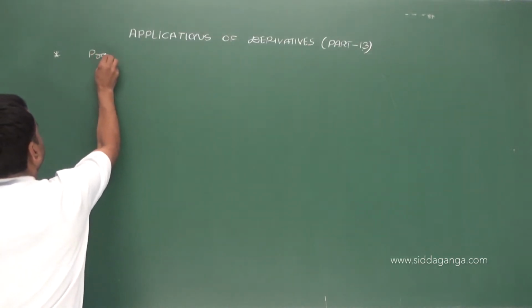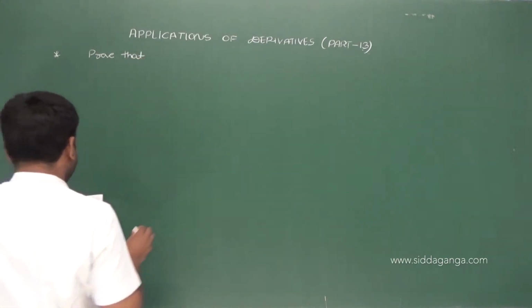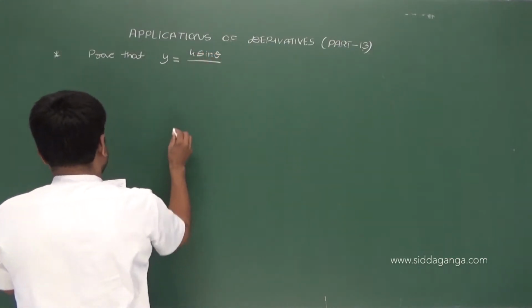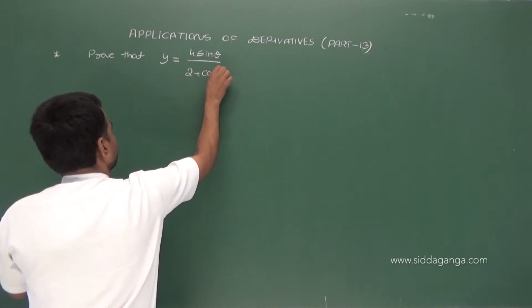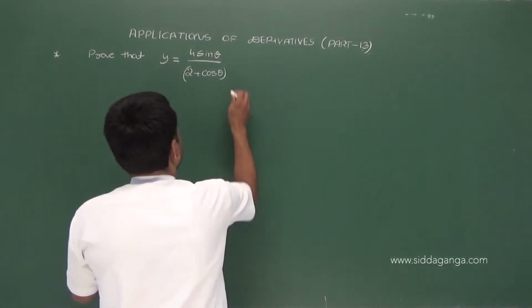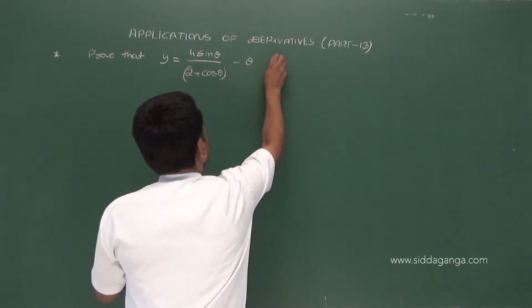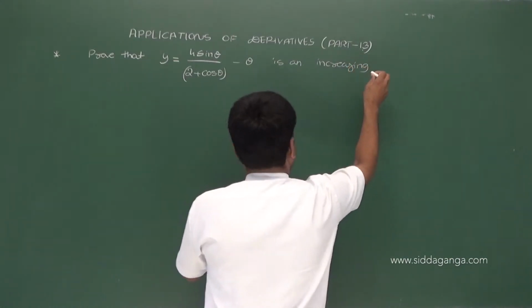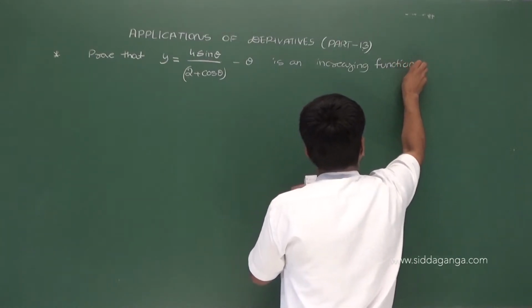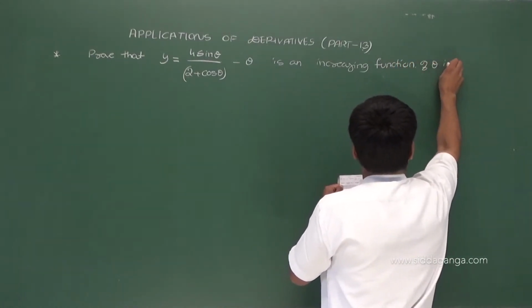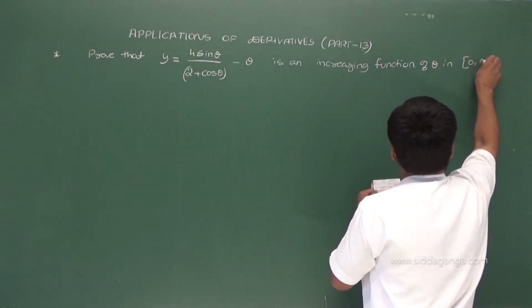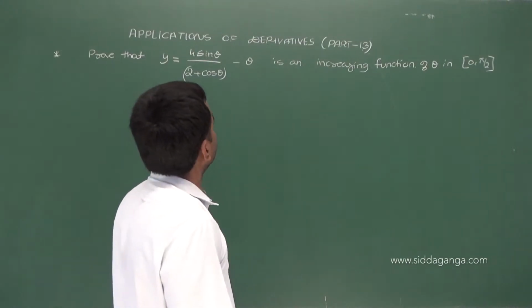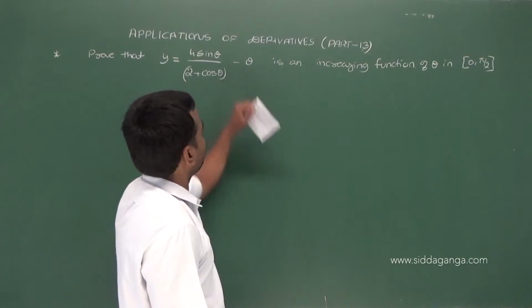Prove that y is equal to 4 sin theta divided by 2 plus cos theta, minus theta, is an increasing function of theta in 0 to pi by 2.